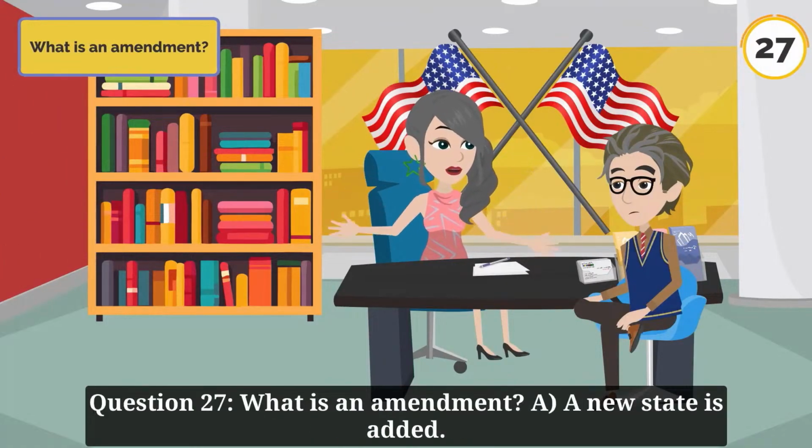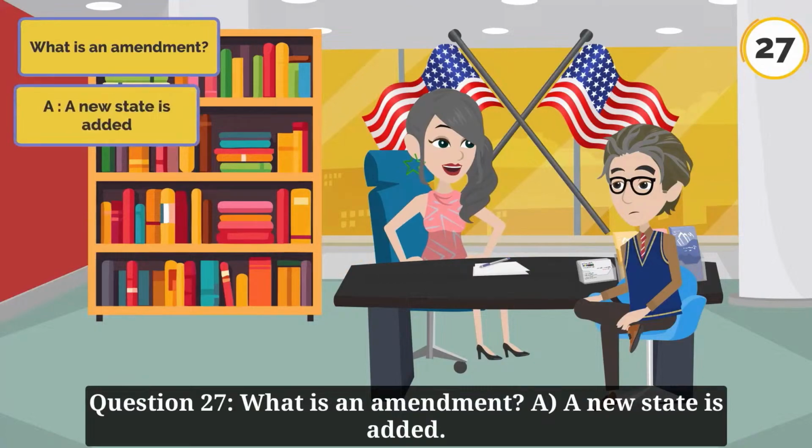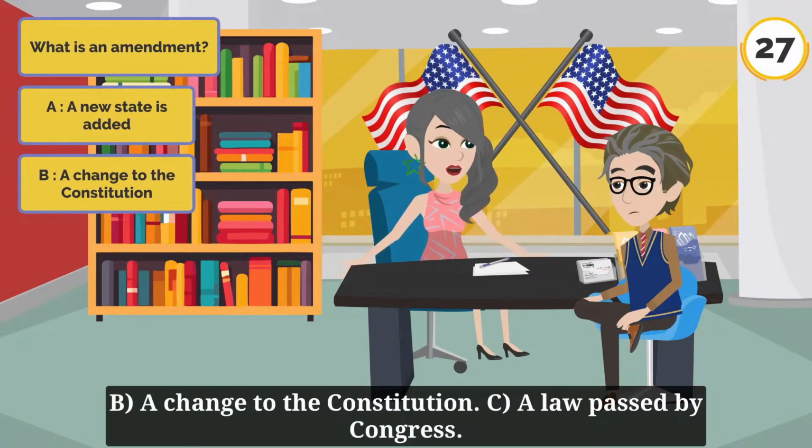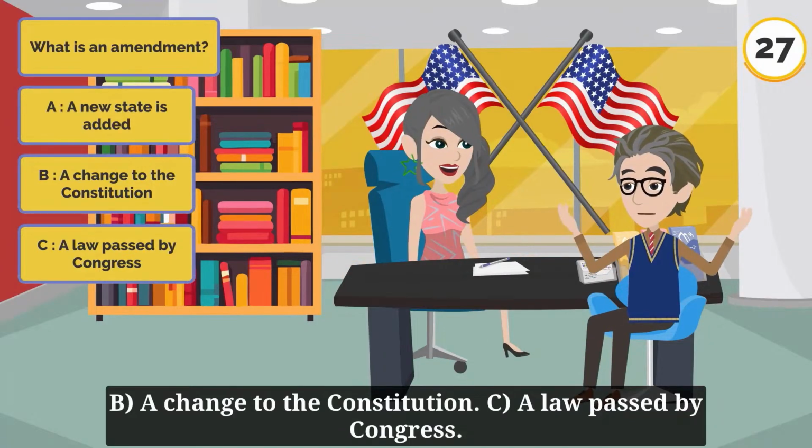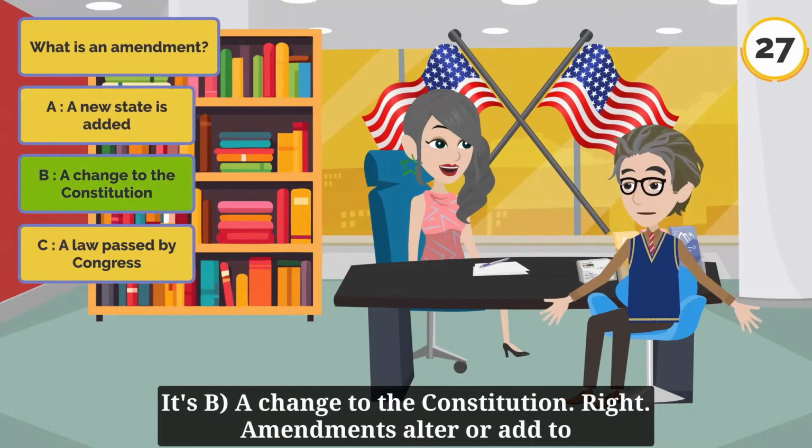Question 27. What is an amendment? A. A new state is added. B. A change to the Constitution. C. A law passed by Congress. It's B. A change to the Constitution.